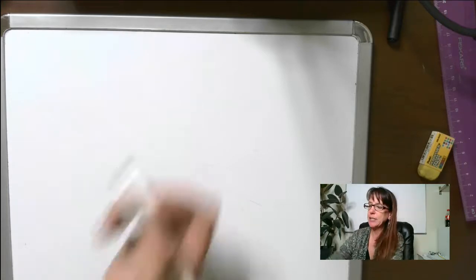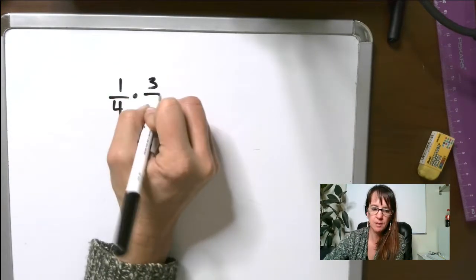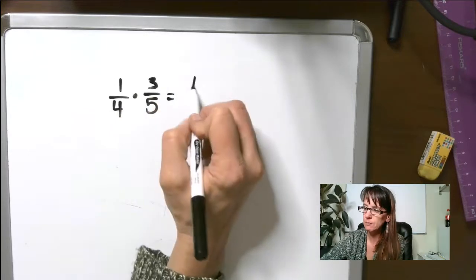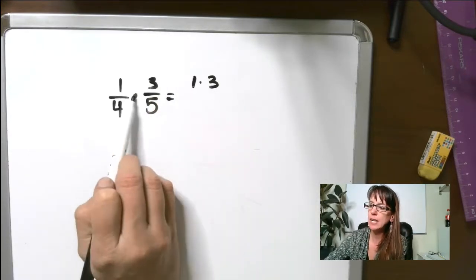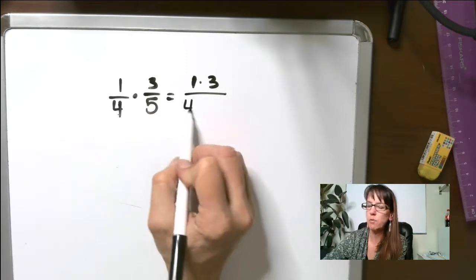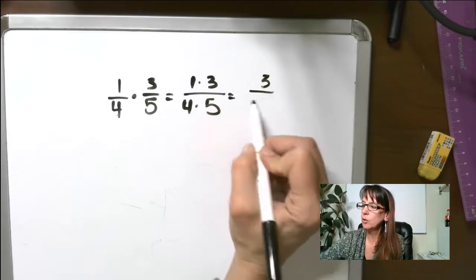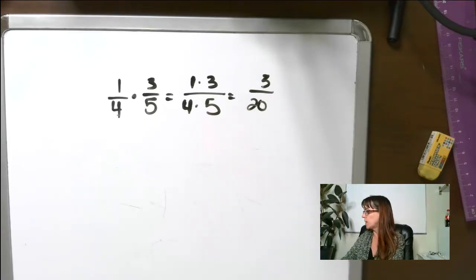So just a reminder, when we multiply fractions, we can multiply straight across the top, straight across the bottom, right? So 1 times 3 is 1 times 3. 4 times 5 is 4 times 5, okay? We end up with 3 over 20. The reason why I want to show you that is because we can also reduce some fractions. But I just wanted to refresh on multiplying fractions to start.